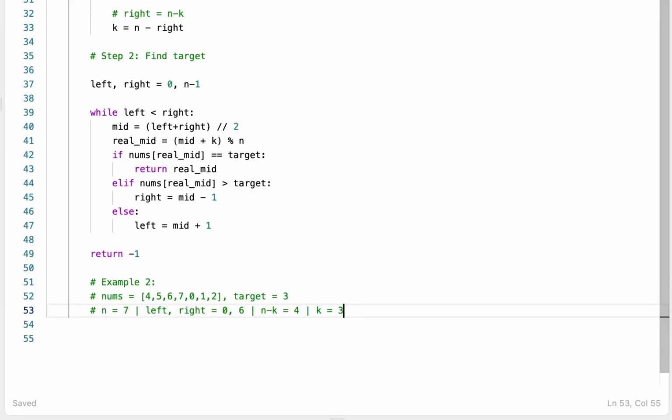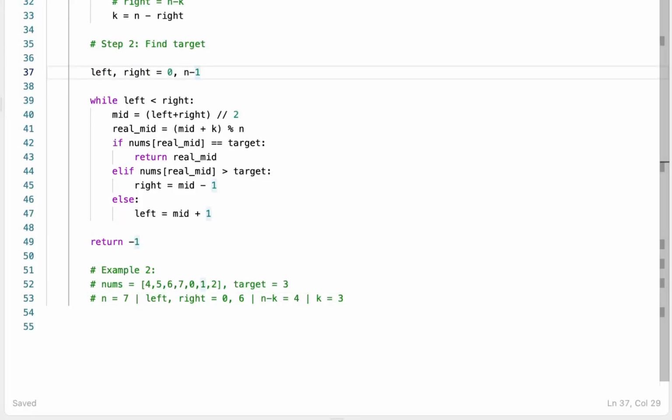Now that we do have this result, we reinitialize left and right, 0 to n minus 1, and we calculate the middle of that. And once we have the middle, that is 7 divided by 3, it's 3. Sorry, 7 divided by 2, that gives us 3. We add 3 to it, by adding 3 to it, 6, 0.